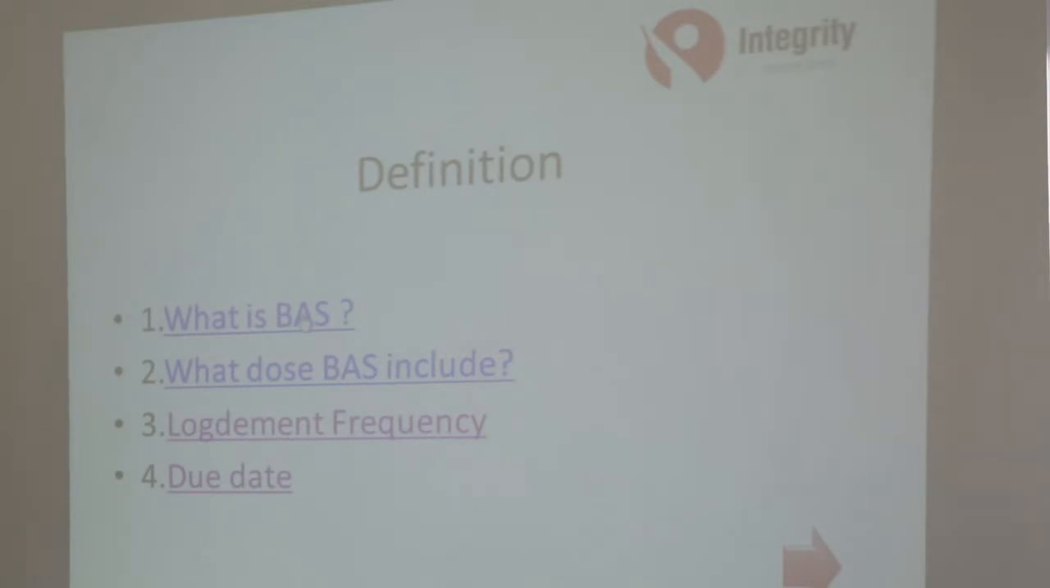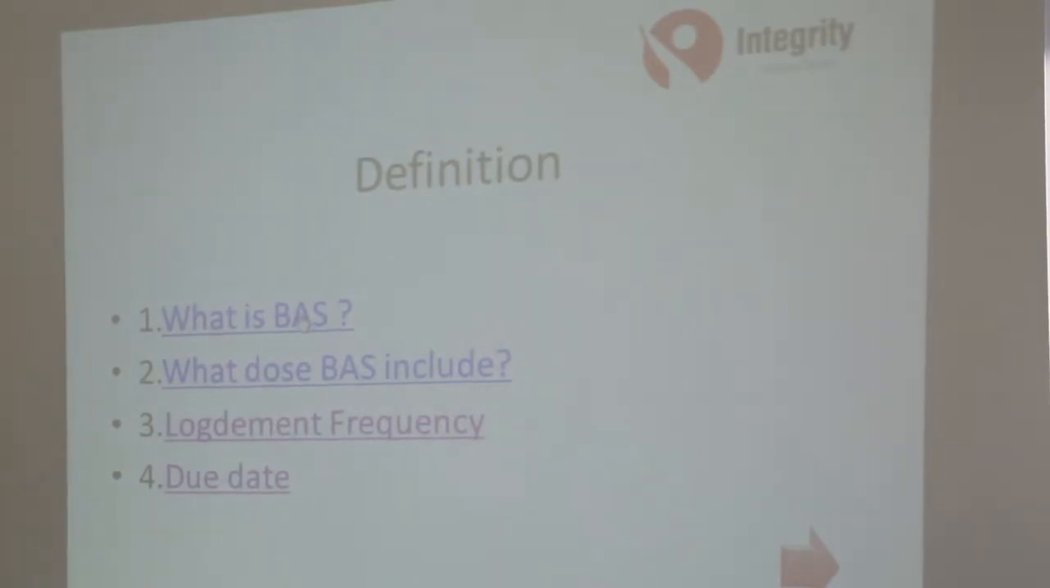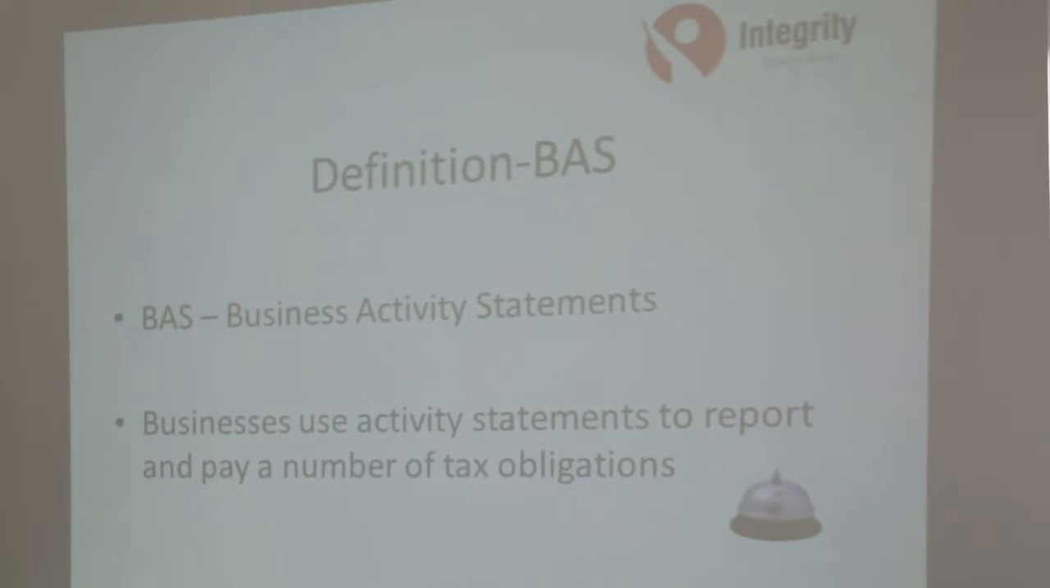At least 4 items basically we need to know related to BAS. And firstly, what is BAS? BAS is short for business activity statements. Through these statements, when we lodge them, the ATO knows how our business is going, and then we can fulfill our tax obligations, which is how ATO can get money.